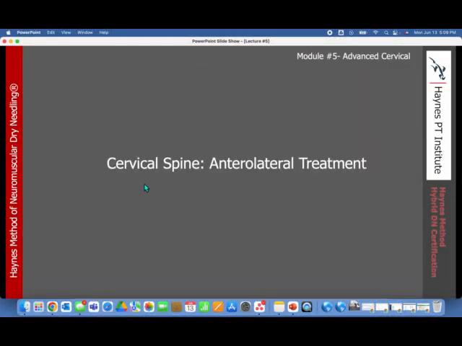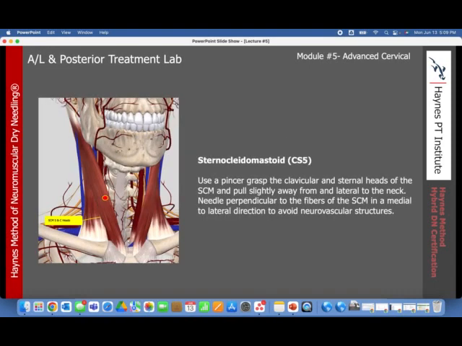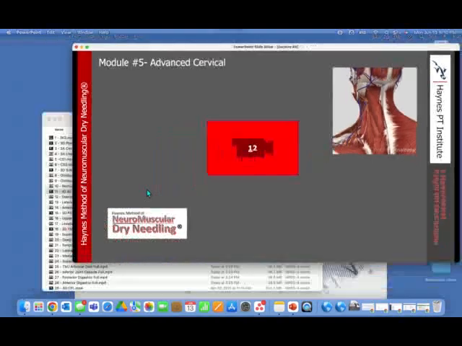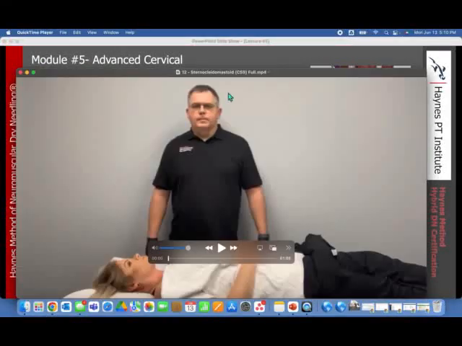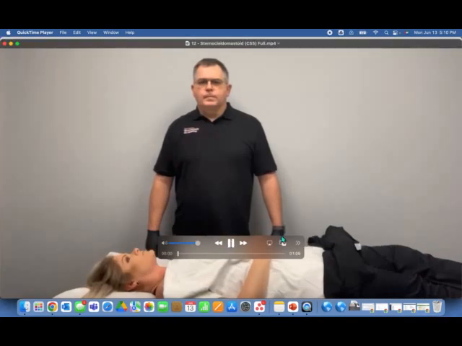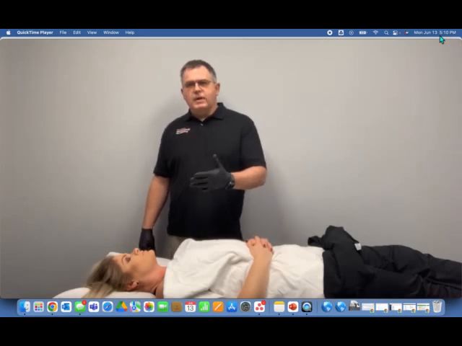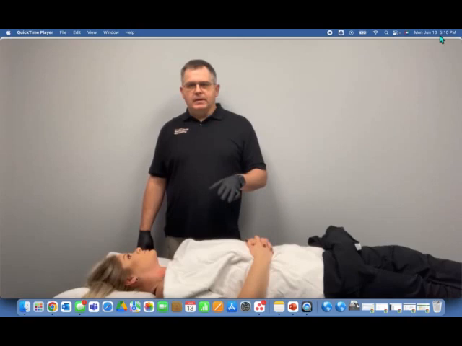Okay, so as far as treatment, we'll start with sternocleidomastoid, and then we'll move on to our scalenes. Again, here's the information. This is what you're going to see in the app itself. But let's move on here to our video here with number 12. For the sternocleidomastoid, the position, the patient is going to be supine with the head rotated slightly to the contralateral side. Needle length will be about 3 centimeters. There is no backdrop. Precaution here again, internal, external jugular veins.